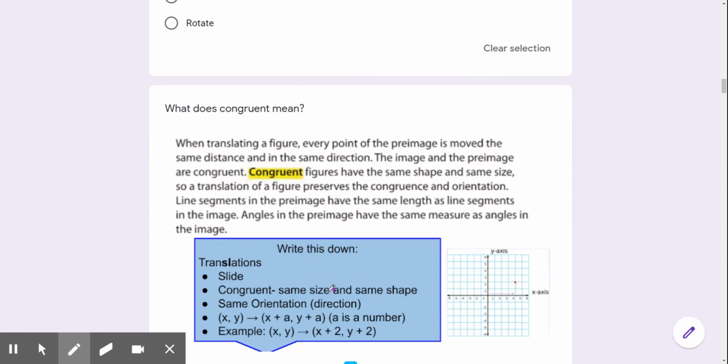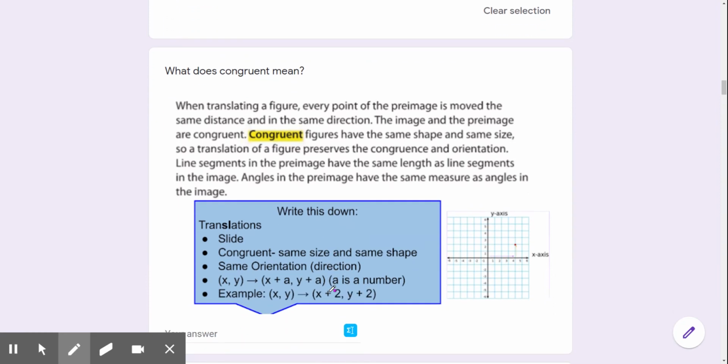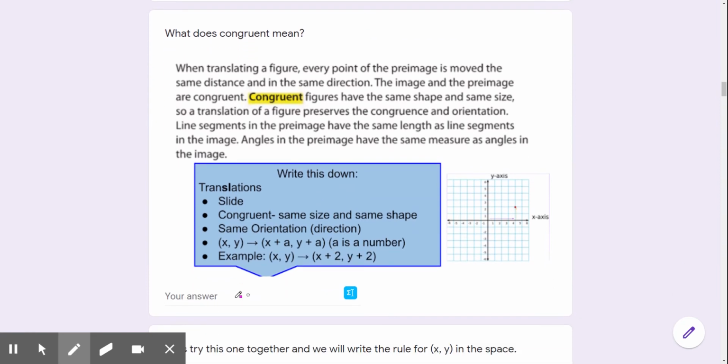So what does congruent mean? Congruent just means that it's the same size and the same shape. So you can type that in here. And go ahead and pause your video so you can write this down. This is going to be very good information you're going to need. And we're going to talk about that more this week.